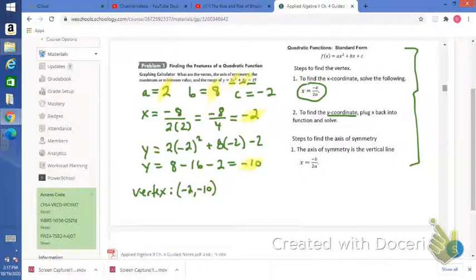Alright, the axis of symmetry is a vertical line through the x-coordinate of the vertex. So your axis of symmetry is x equals the x-coordinate of your vertex, which is negative 2.